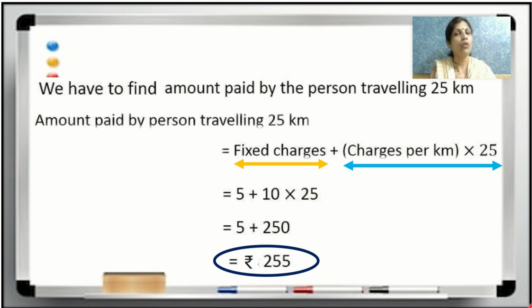And the auto rickshaw which runs on the road, it's the same thing which they apply. First is the fixed charge, and then for every kilometer the charges change. Alright. Okay, moving to the next sum.